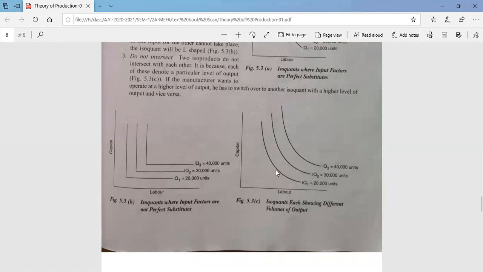This is to produce 20,000 units. The combination of capital and labor is different for this. And for producing 30,000 units, we have another combination of capital and labor. If both touch, what does it mean? That means for producing 20,000 units and for producing 30,000 units, the same amount of capital and labor would be sufficient. But it is not so, right? For producing 30,000 units, there will definitely be an increase in capital and labor.